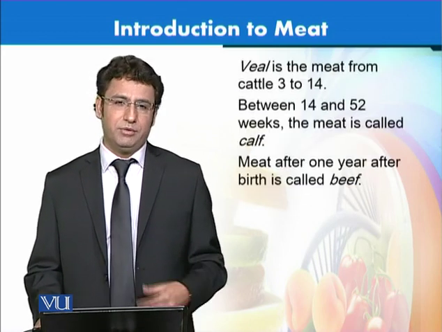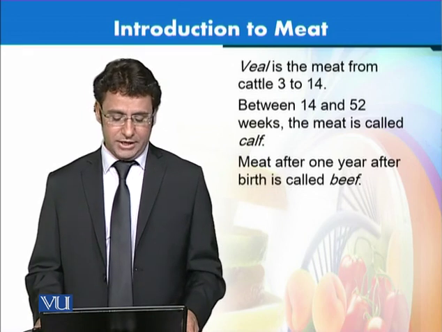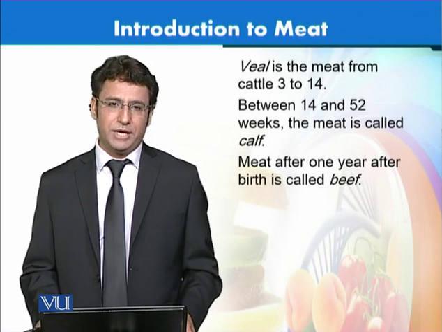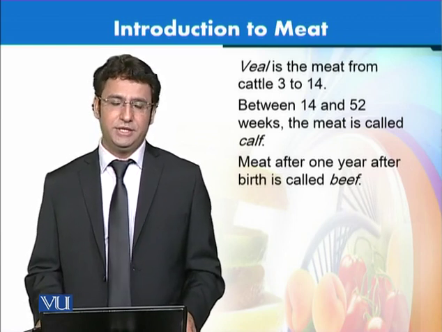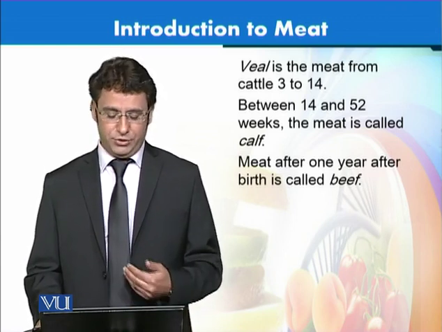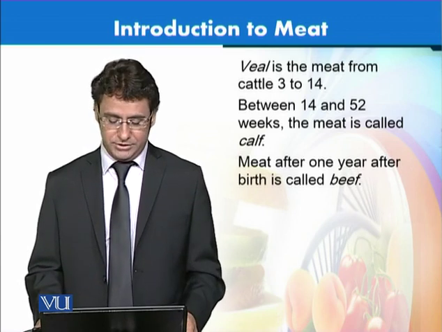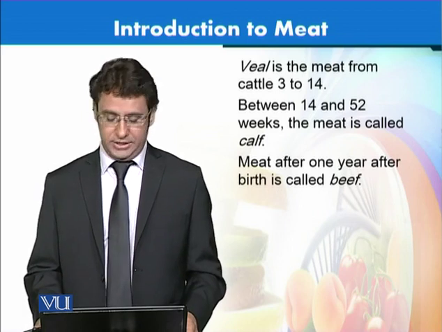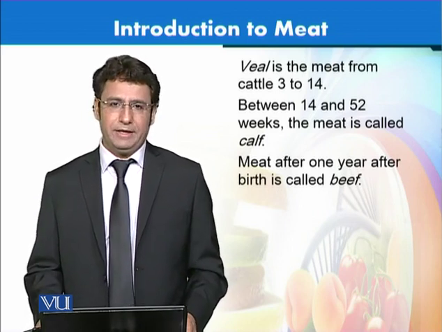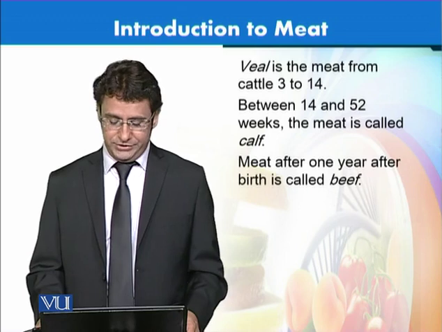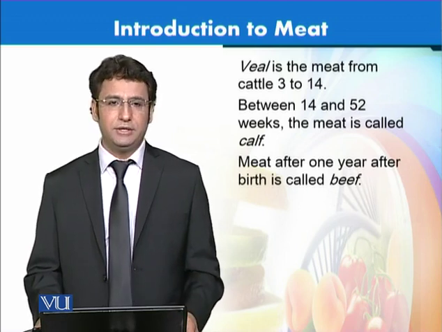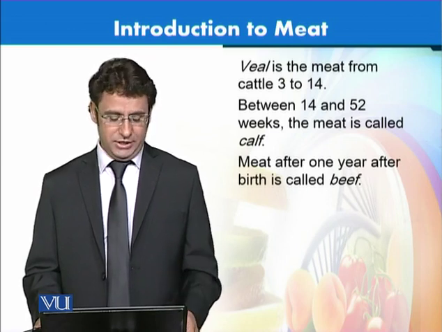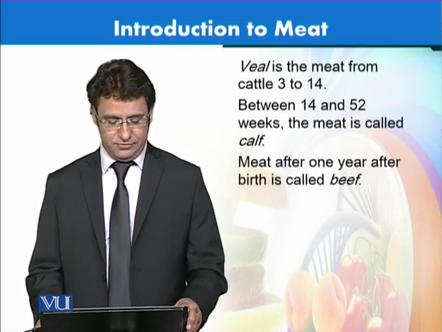Again, from beef animals or larger animals, we have this classification of veal, which is meat from cattle from 3 to 14 months, and from 14 onward up till 52 months, the meat that is obtained from such animals is called calf. And after this age, after 1 year, normally the meat obtained from animal of more than 1 year age is classified as beef.